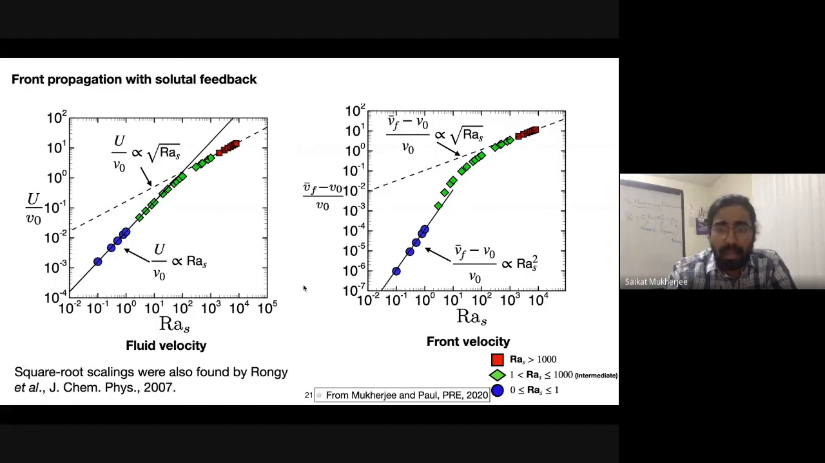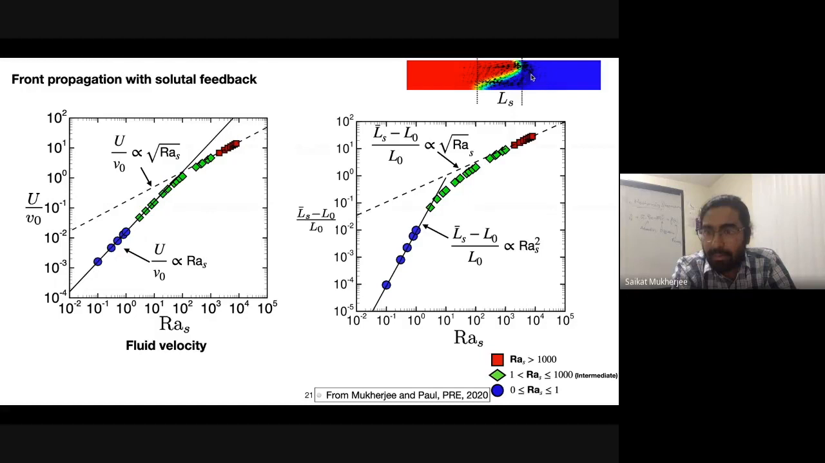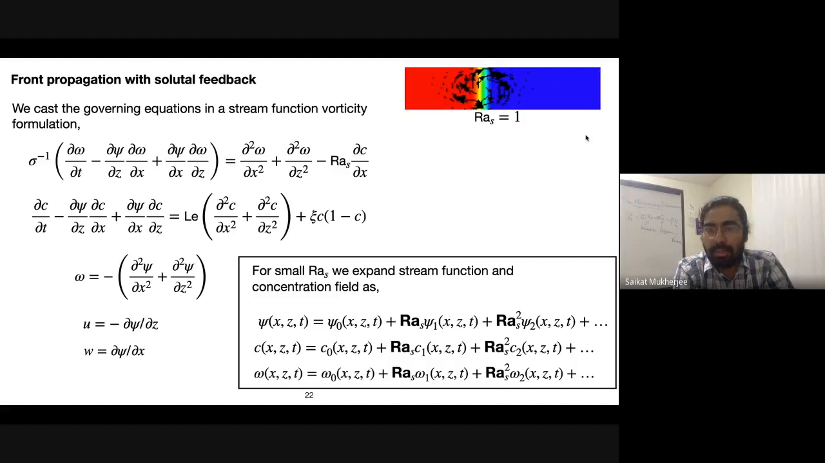The same thing happens with the reactive mixing length. If you remember, the mixing length is the spatial region where the reaction happens. The mixing length changes from quadratic to, again, a square root. To analyze that, we did a perturbation expansion. First, we are in two dimensions, so we can cast our equations in a stream function vorticity formulation. Then we can expand our stream function, vorticity, and concentration in powers of the solutal Rayleigh number, RS. It's a straightforward expansion if we feed it into this equation.